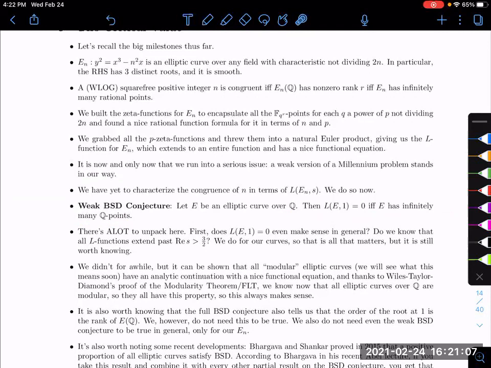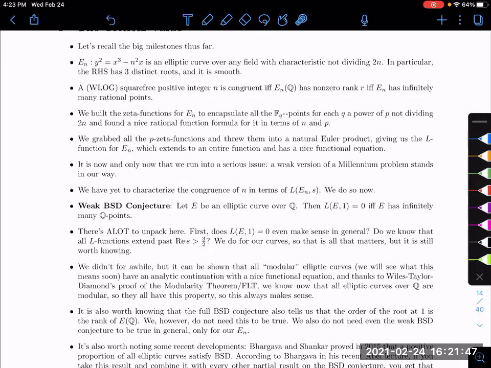So we have to internalize this. First of all, what is L of E, 1? Remember, L functions are only defined to the right of real part equals 3/2. How do you know L of E, 1 even exists? Well, we do for our elliptic curves, right? Because we have analytic continuation. But in general, do you know that you can always extend any L function of any elliptic curve? Well, we didn't for a long time.